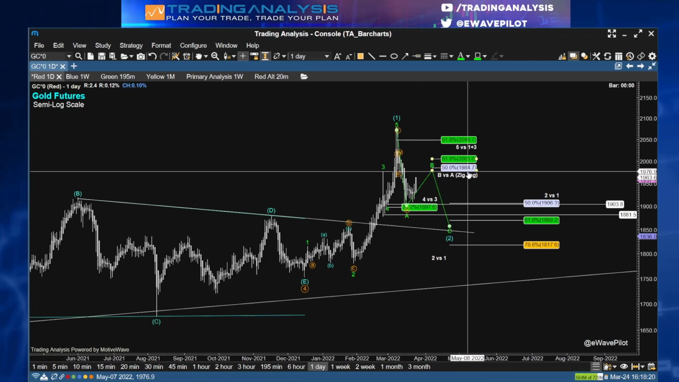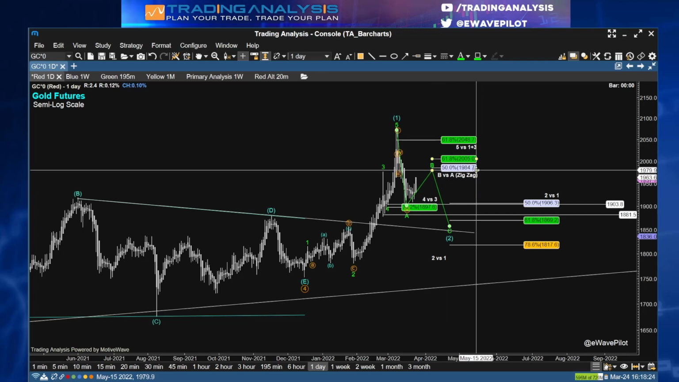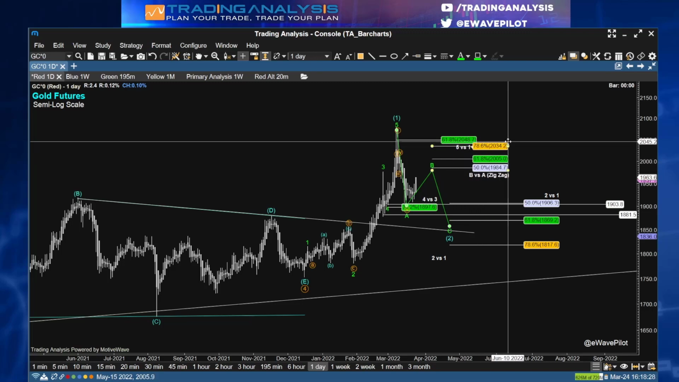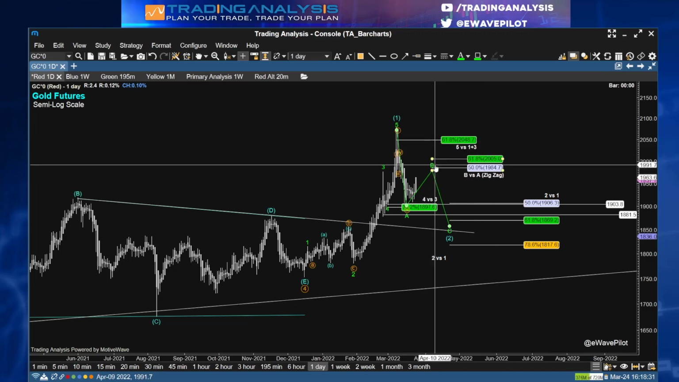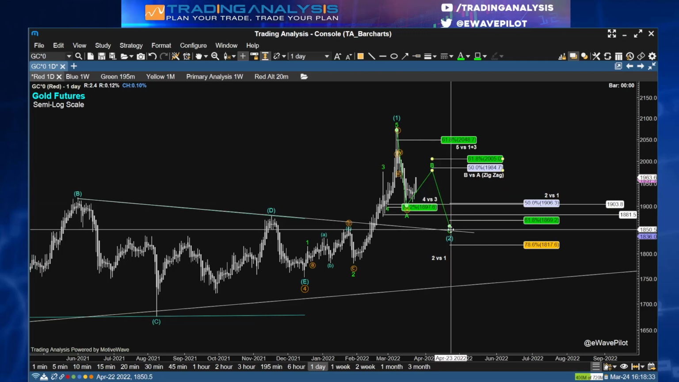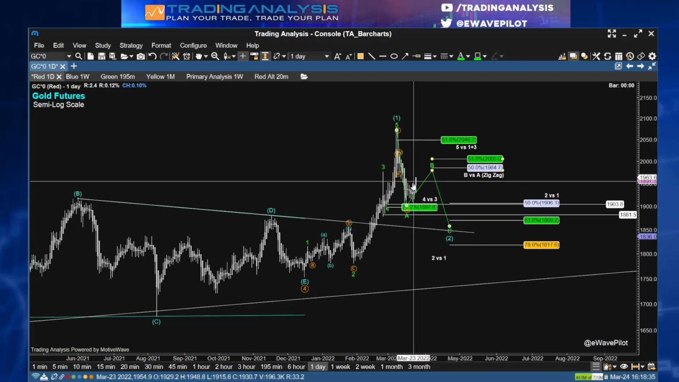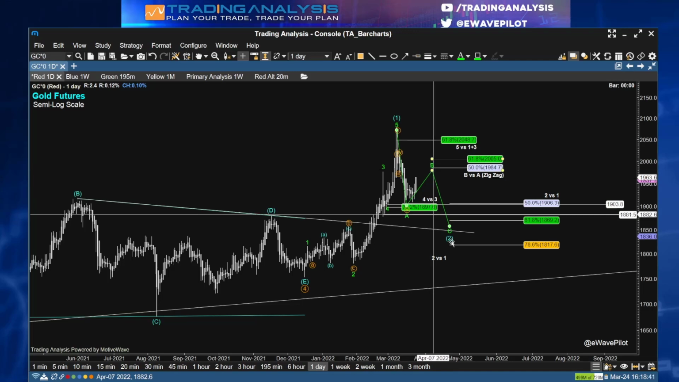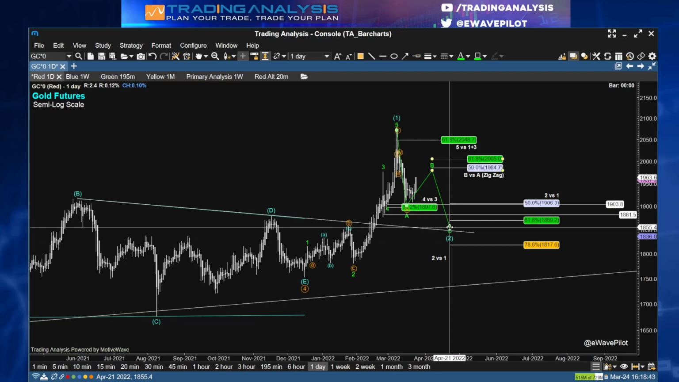We do expect resistance on this move back to the upside in gold to be met between 1984 and 2005. Again, it can go as high as the 786, but these would be the most common fib targets. And then we'll be looking for wave C. Depending on the magnitude and duration of the B wave, and also depending on what the pattern is inside of B, that will dictate the depth and duration of the C wave.